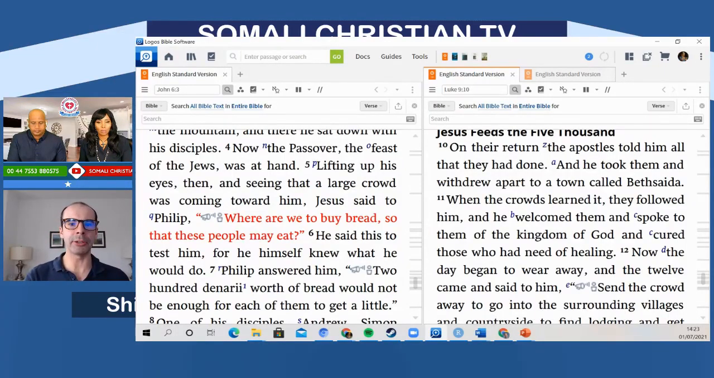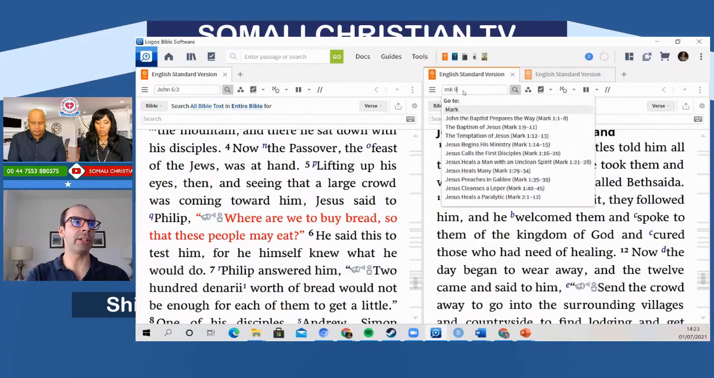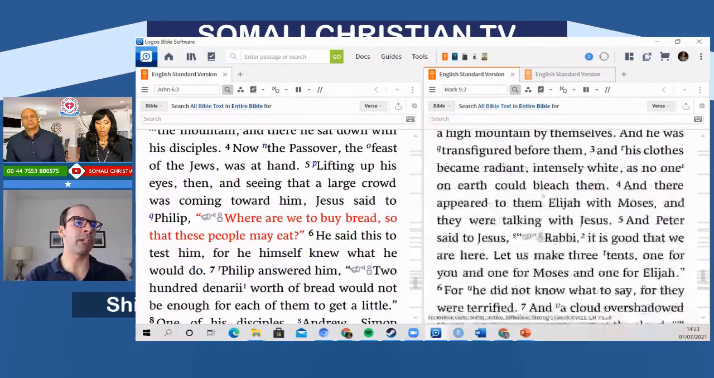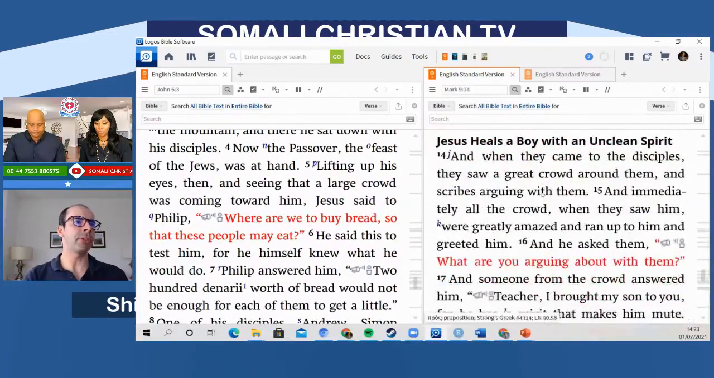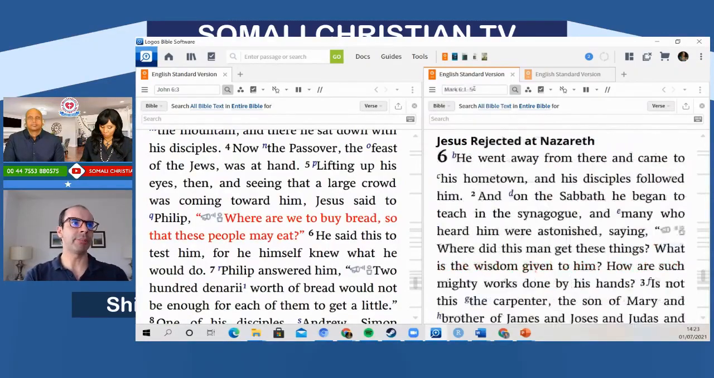Another example of this relating to the feeding of the 5,000. So there's also a narration of the feeding of the 5,000 in Mark's Gospel, in chapter 9. I'm sorry, I misspoke. In Mark chapter 6.